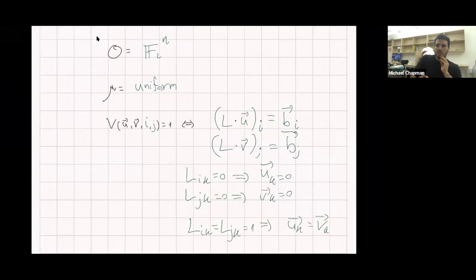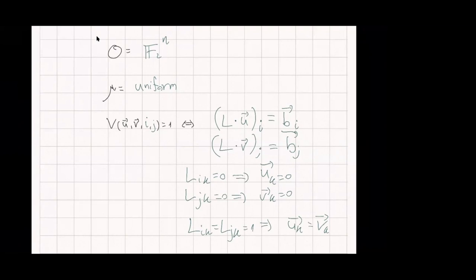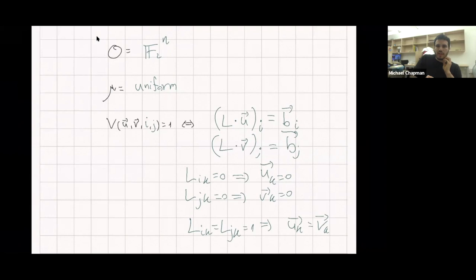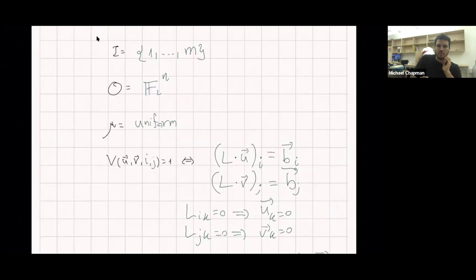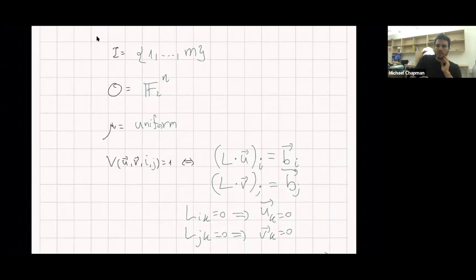Okay, Michael, in your notation, what is the answer and what is the question? The U and V are the answers. I denoted them with an arrow so you can remember that this is a vector in F2 to the N. And I and J are just indices of the equations. So these are the enumerations of the rows.